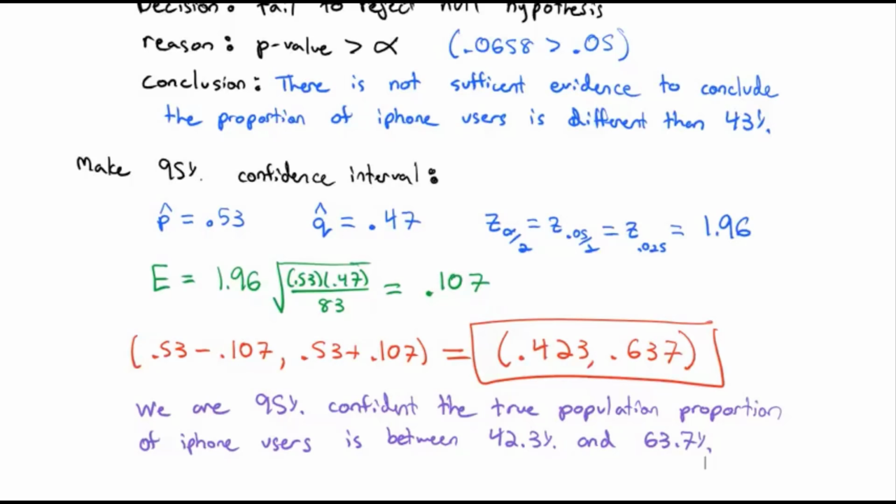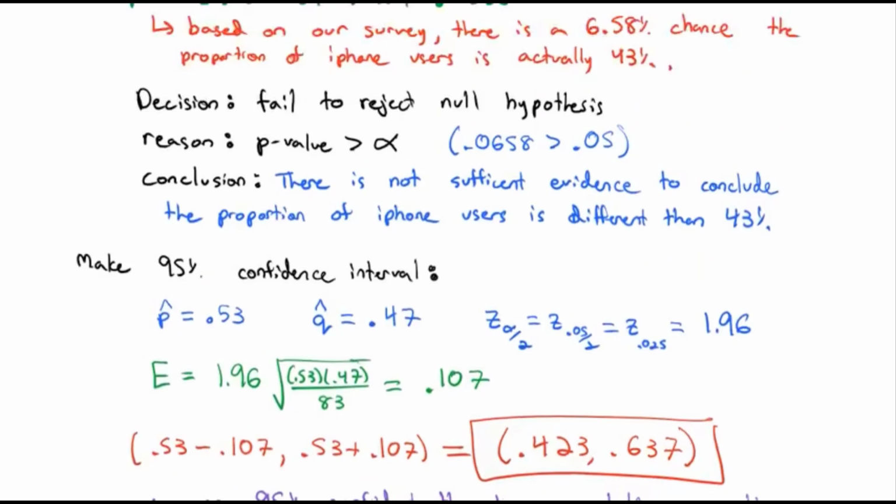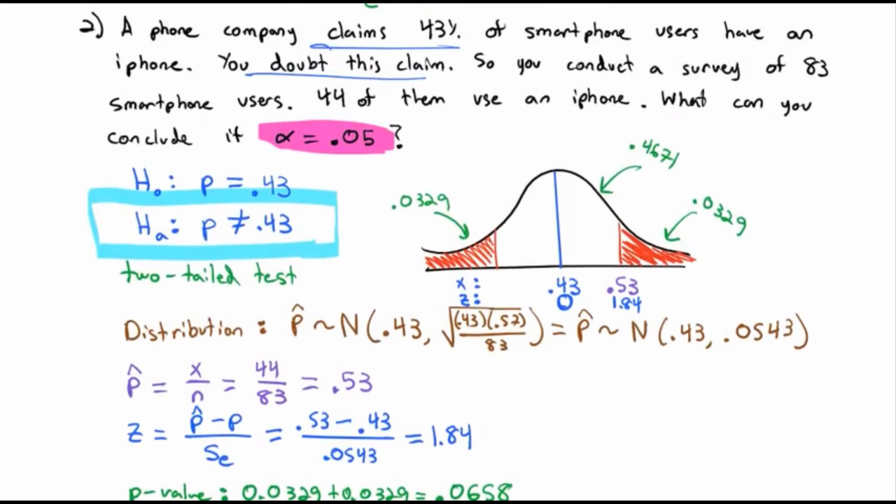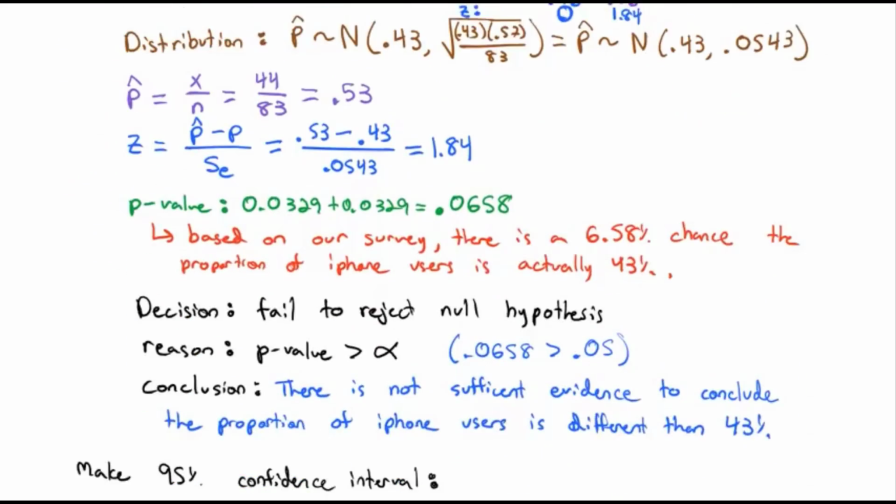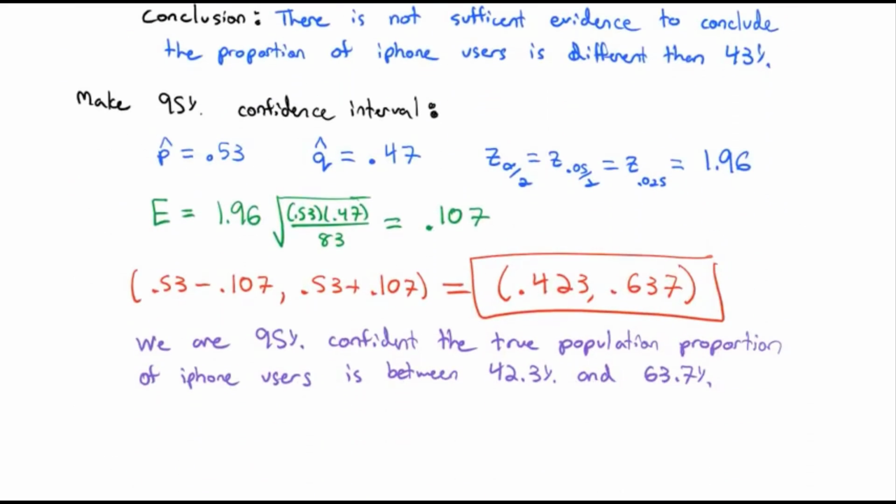And what you notice is with that confidence interval, our null hypothesis said what we were assuming to be true. The null hypothesis said the proportion was equal to 0.43. Notice that 43% is within that confidence interval. That's why we cannot reject it, because it still is a valid possibility for the true population proportion of iPhone users.